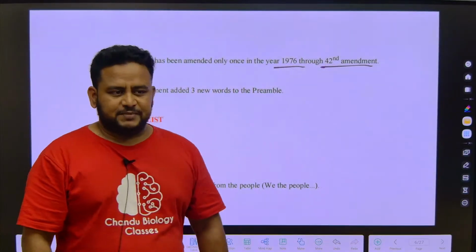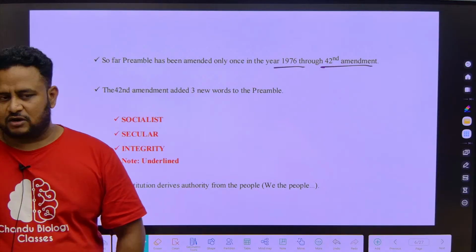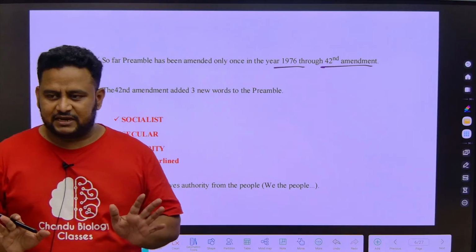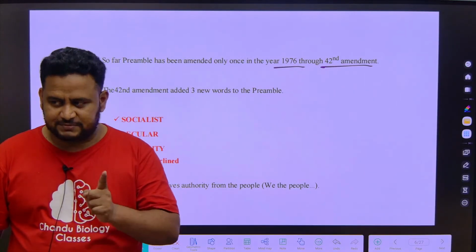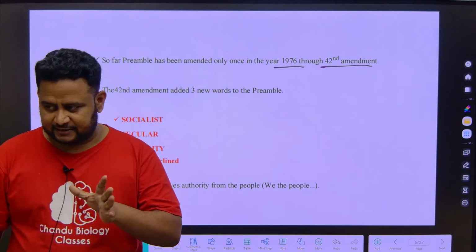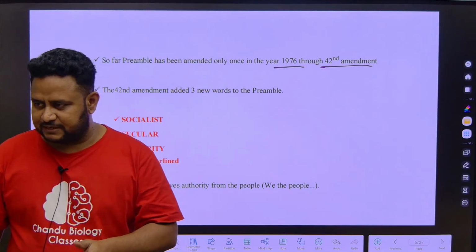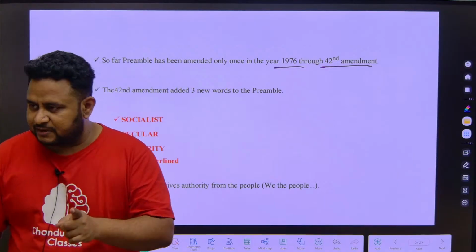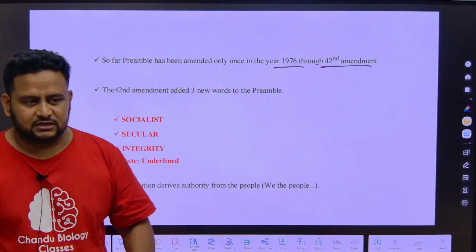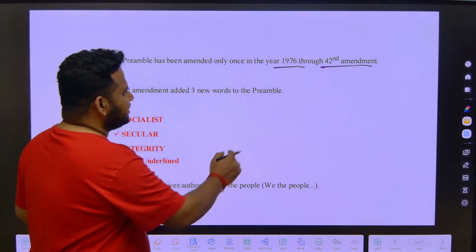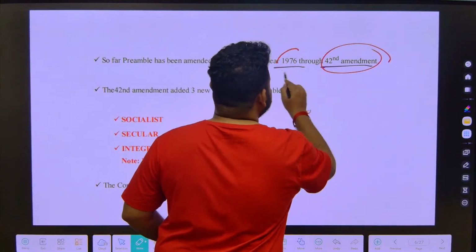so I told you amendment means you are adding something or deleting something or modifying something. How many times has the preamble been amended? Till now only once the preamble has been amended. Okay, till date. Out of 75 years of independence or more than that, the preamble has been amended only once. During that once, what is the time? That is the 42nd Amendment 1976.